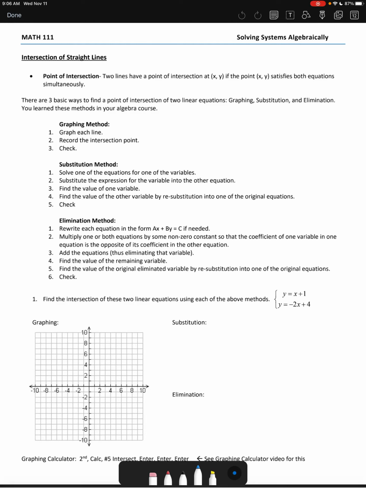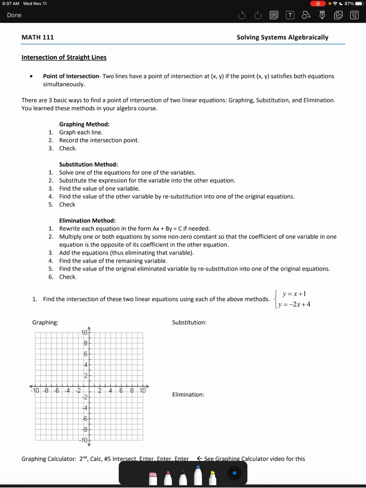So in this section, we're going to talk about solving systems algebraically. Again, this should be a review from what you've learned before in your algebra class, but we need to make sure that we remember all of the steps and processes for this so that we can then apply them in the contextual sense that we want to learn about this semester.